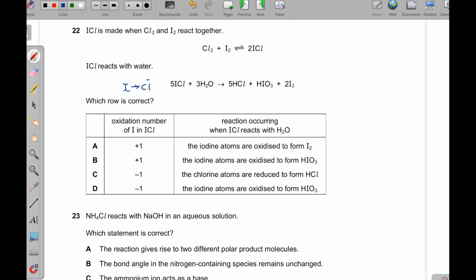So chlorine will attain the negative, and then iodine will have the positive. So here we have positive 1 for iodine, and then negative 1 for chlorine. So that means these two, we shall put them off. We have to be here, okay?